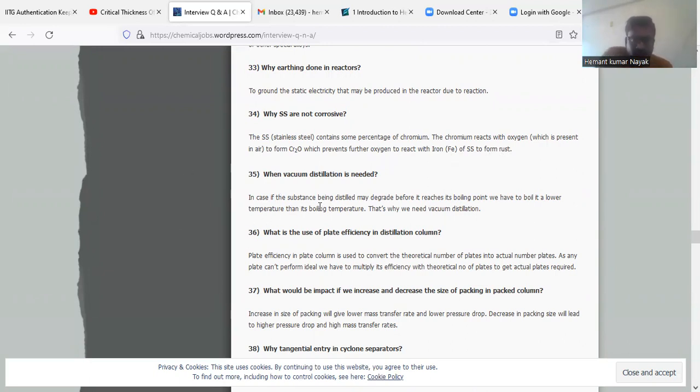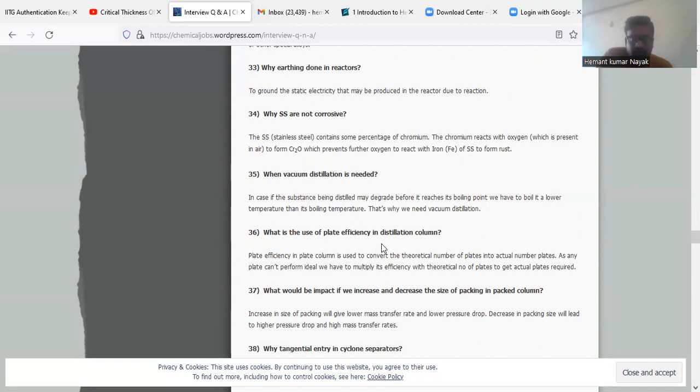When is vacuum distillation needed? In case the substance being distilled may degrade before it reaches its boiling point, we have to boil it at a lower temperature than its boiling temperature. That's why we need vacuum distillation.